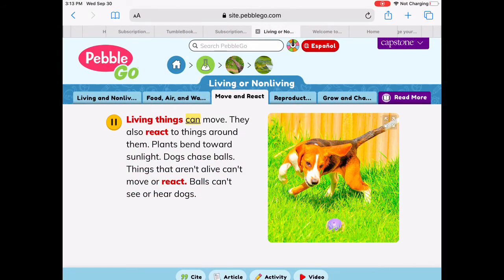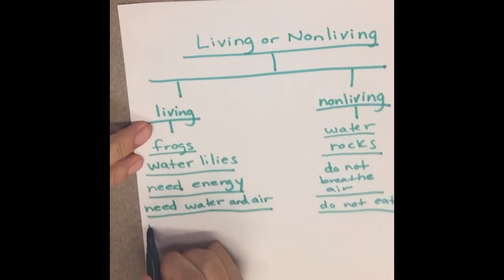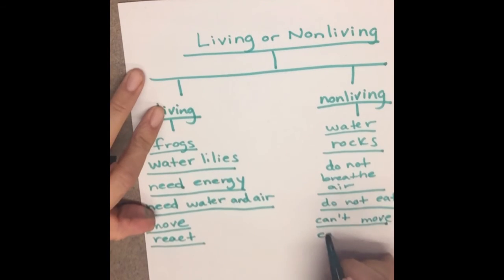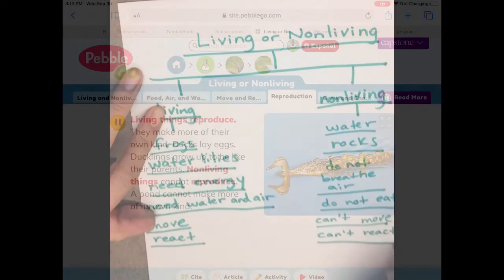Living things can move. They also react to things around them. Plants bend toward sunlight. Dogs chase balls. Things that aren't alive can't move or react. Balls can't see or hear dogs. Now I'm going to jot. Writing down notes on a tree map helps me remember and helps keep my information organized.